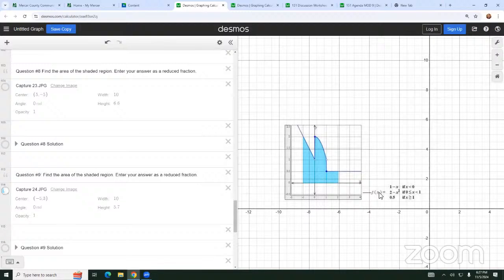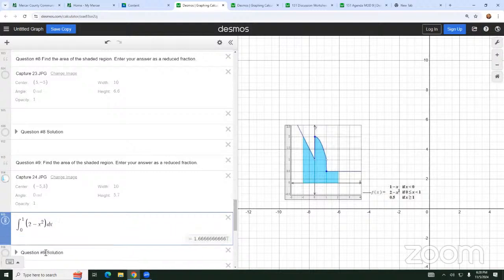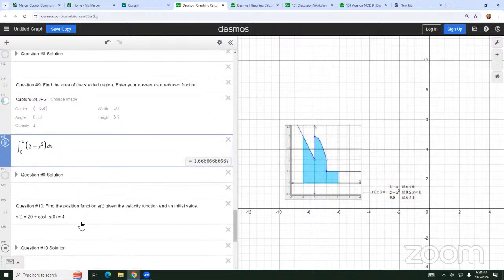But between 0 and 1, they give you the function 2 minus x squared. For that, you're going to have to do the integral from 0 to 1 of 2 minus x squared dx. So that answer is 1.66 or 5/3. You could do all of them that way. They're giving you all the pieces, so you could do them all that way if you want.